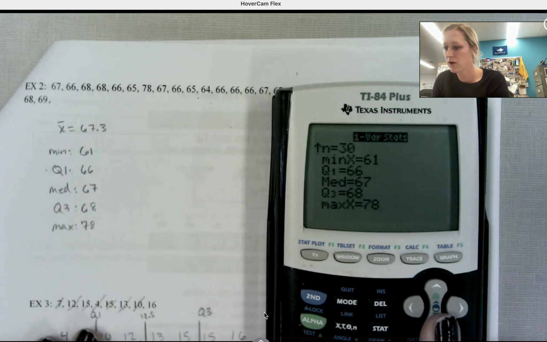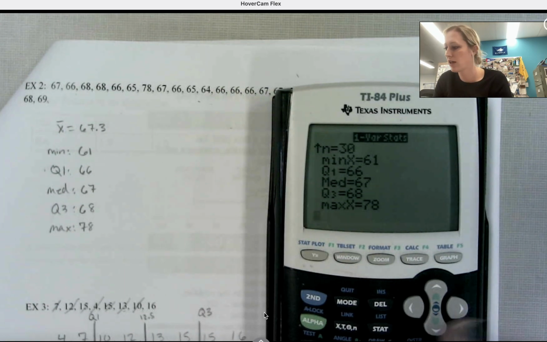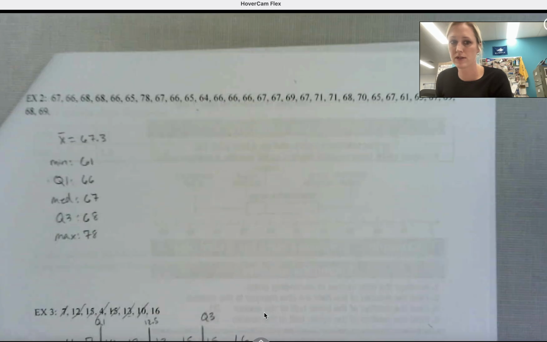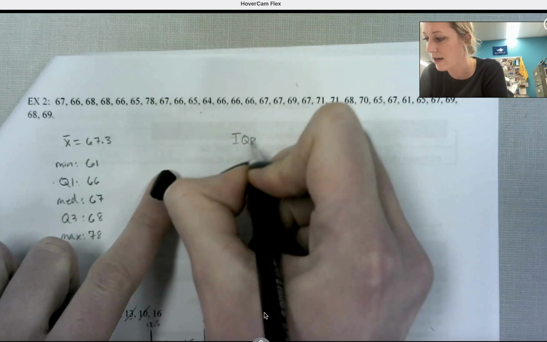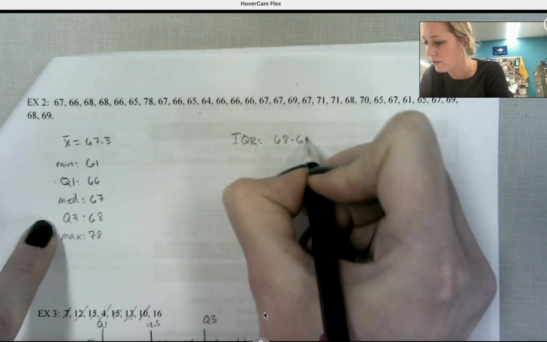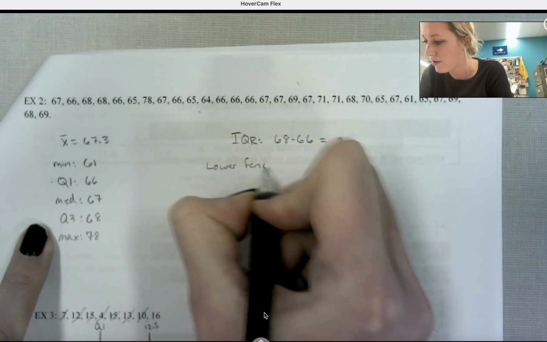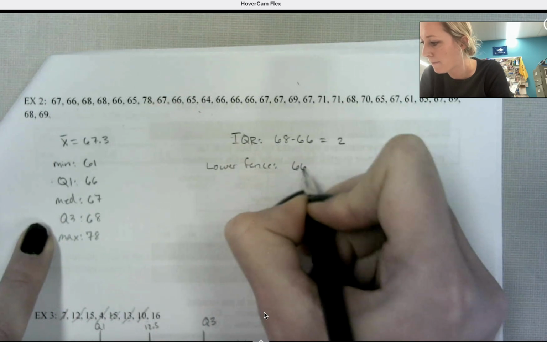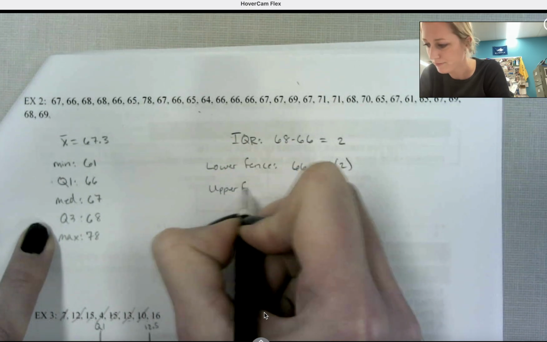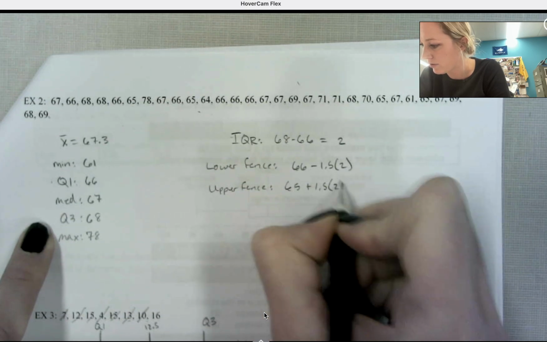Okay, all right, so the next thing I need to find is are there any outliers? So the calculator doesn't do this part for me, but they give me everything I need to be able to calculate it, okay? So we are going to, again, calculate the IQR to start. So now, because I got this from my calculator, 68 minus 66 is my IQR. Okay, so then I can find my fences. Lower fence is Q1 minus 1.5 the IQR. Upper fence is 68 plus 1.5 the IQR.